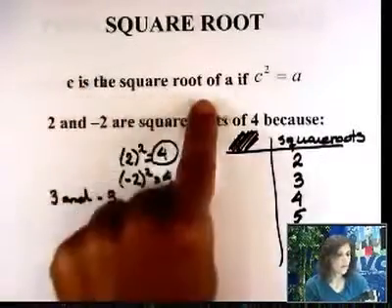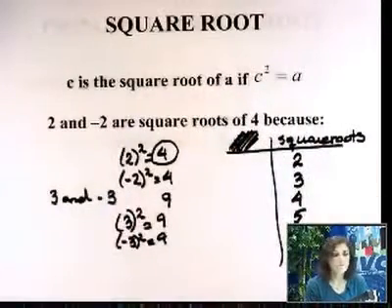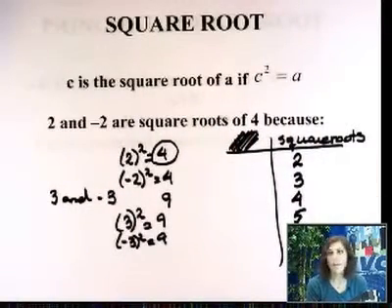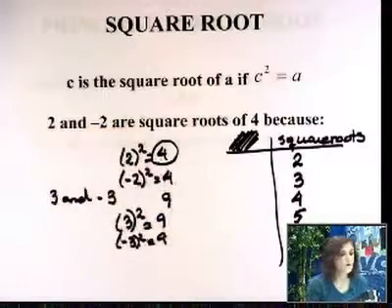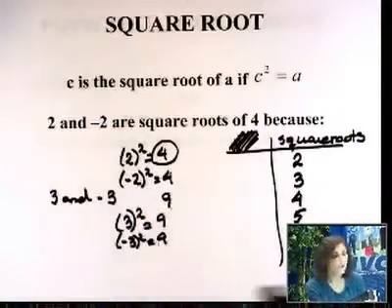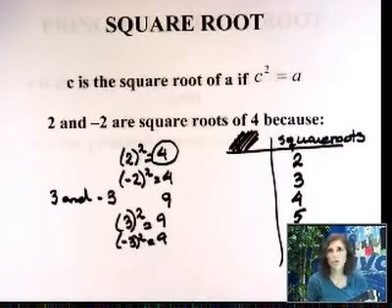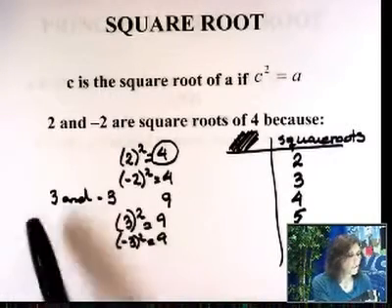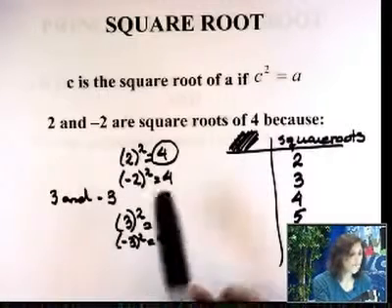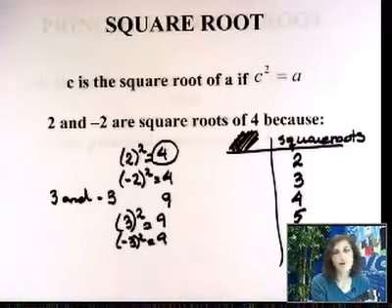C is the square root of A if C squared is A. Okay? We can say 2 and negative 2 are square roots of 4 because 2 squares to 4 and negative 2 squares to 4. So you have both plus and minus when you use the word square root. 3 and negative 3 are square roots of 9 because 3 squares to 9, negative 3 squares to 9.